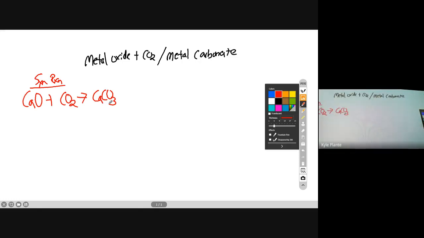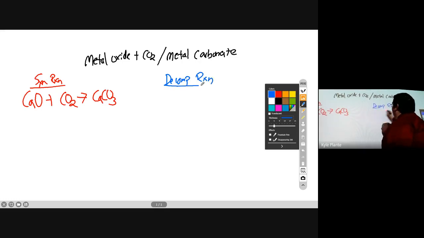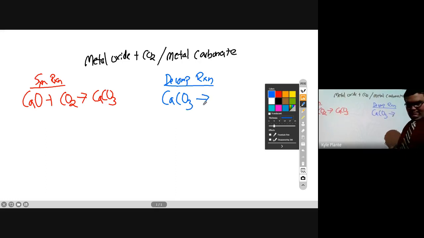The opposite of that, the decomposition reaction, we're going to take the metal carbonate and it's going to break down into the metal oxide and carbon dioxide.